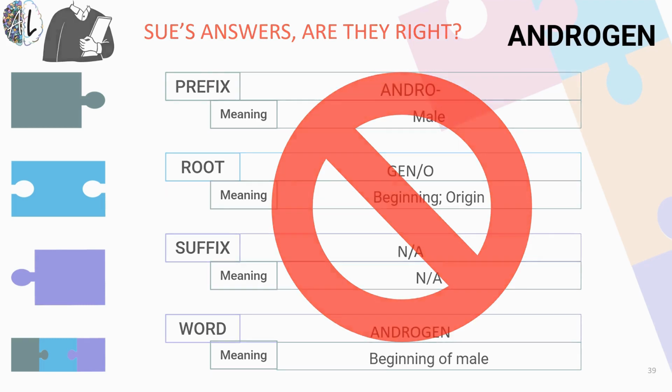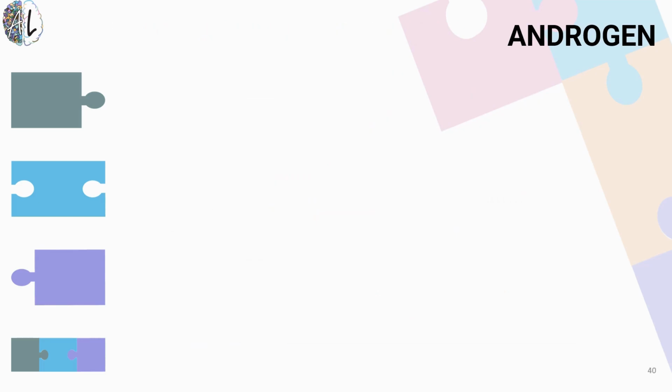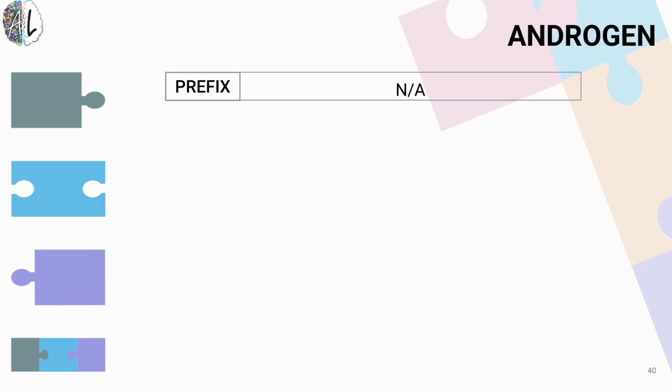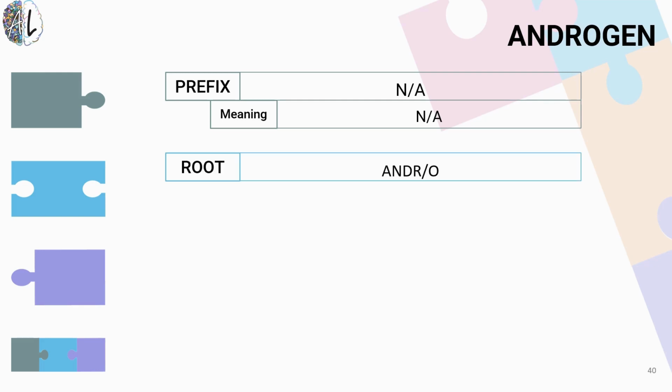So again, let's look at the term androgen. In this case, there is no prefix. Andro, A-N-D-R-O, with the combining vowel is how it is written on your word list. So remember when you see that combining vowel, that helped us to identify it as a root term. Sue was absolutely correct that andro does mean male, so that she did get correct.